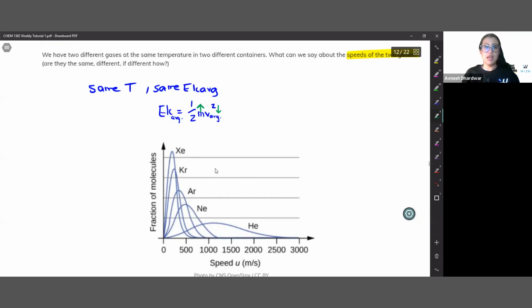This plot is showing a bunch of different gases all at the same temperature, but notice how they're moving at different average speeds. The average speed of helium is around here, which is much higher than the average speeds of the other gases in those containers, because helium is a lighter gas. If you are a lighter gas with a smaller mass, then your average speed is going to be higher, and you're still going to have the same average kinetic energy because you're at the same temperature. So that's how mass and speed are related for different gases.